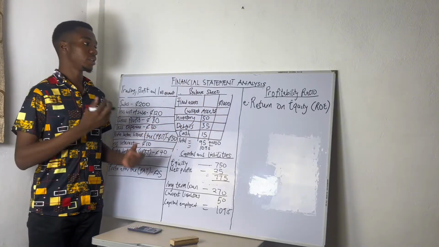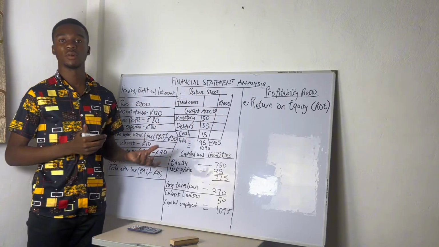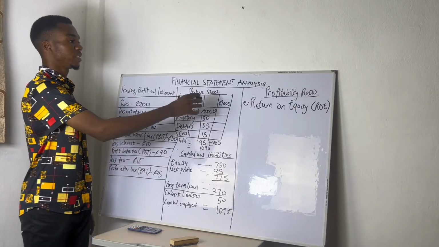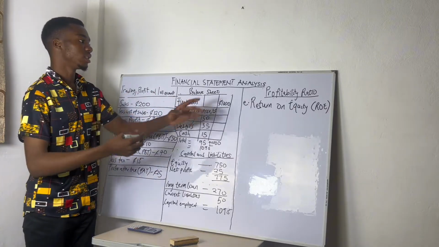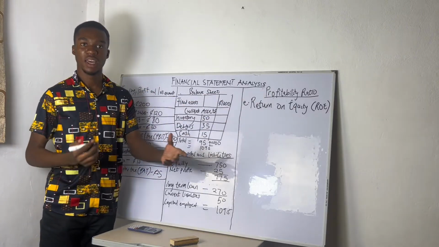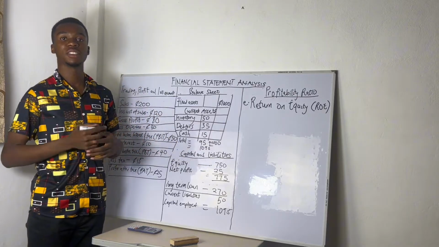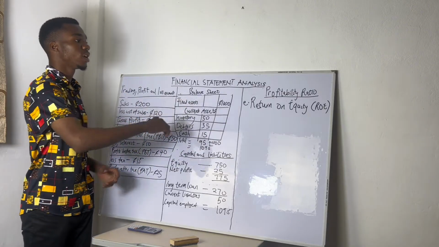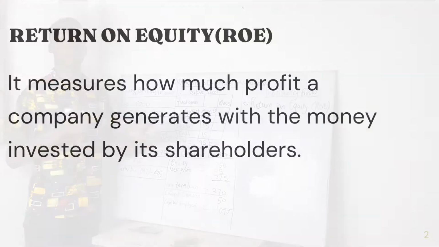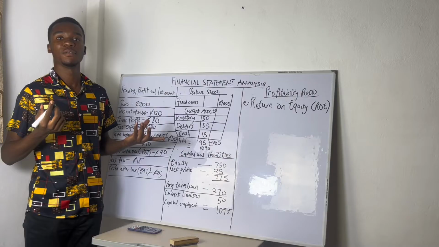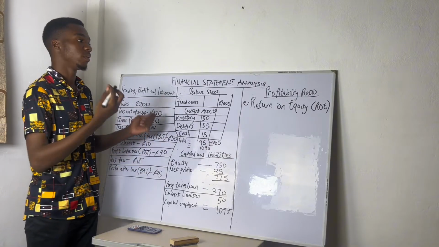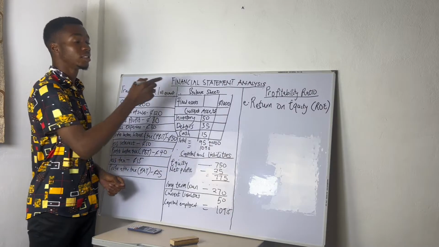Now we move on to return on equity. Like I said, when you see return, it's just what you are getting. So it's what you are getting from equity, and like I said in the beginning, equity is the shareholders' wealth. When people buy shares in your company, what are they getting? This formula is what shareholders use to determine if your company is good enough for them to invest.